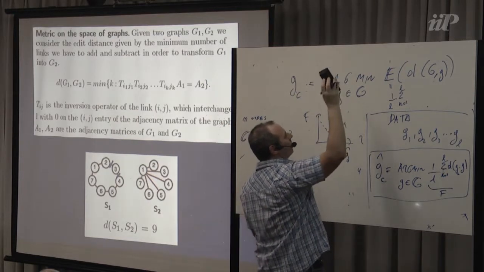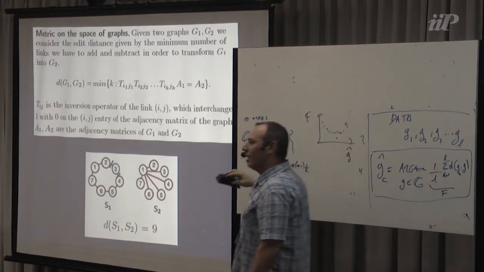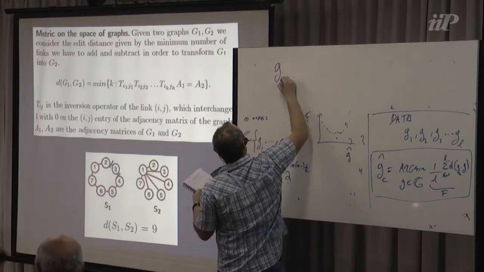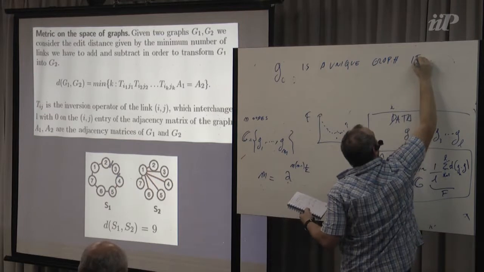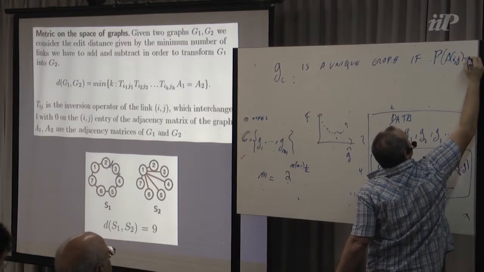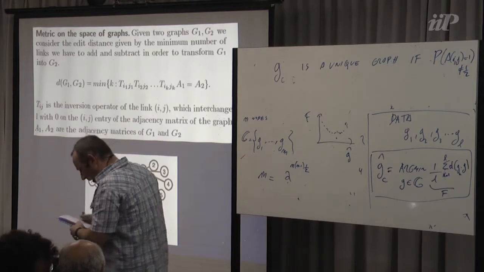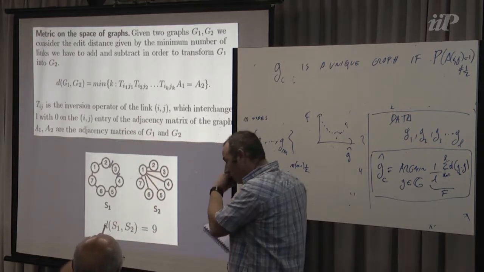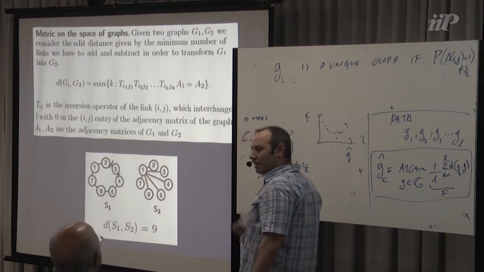We have a result that is very simple to compute. The result says you only have to find, let me write it well, G_C is a central graph, okay? It's a unique graph, if all links have probability different from 1/2. This is the L1 distance.